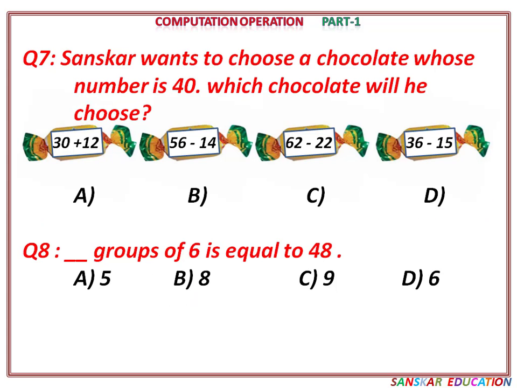Next question. Sanskar wants to choose a chocolate whose number is 40. Which chocolate will he choose? Options are 30 plus 12, 56 minus 14, 62 minus 22, 36 minus 15. Correct answer is option C.